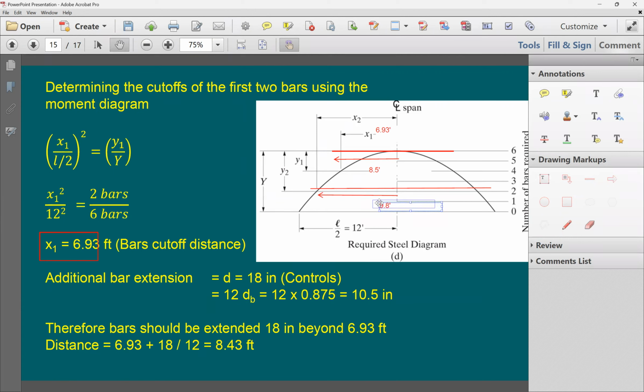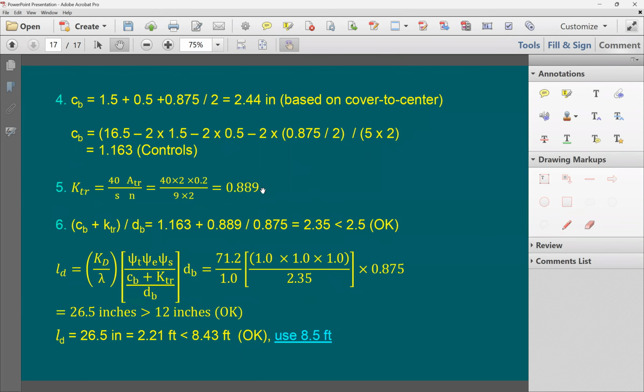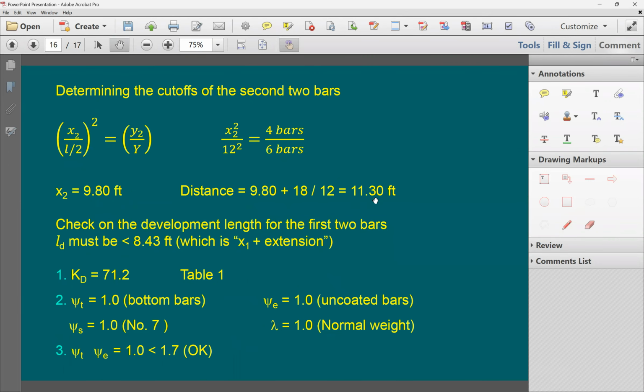How much do you need to add to it? The same 18 inches. You need to extend a little bit, so I can't really stop it right here. I need to extend it slightly by 1.5 feet. So here's the x2, which is this number here, and I'm going to be adding 1.5 feet to it. I'm going to end up with 11.3 feet.